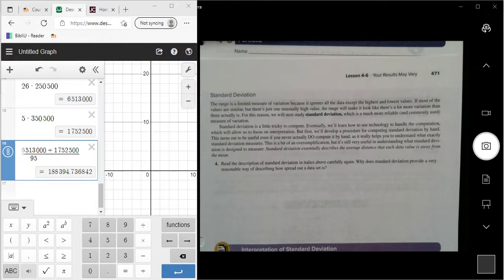Eventually, we'll learn how to use technology to handle the computation, which will allow us to focus on interpretation. But first, we'll develop a procedure for computing standard deviation by hand. This turns out to be useful even if you never actually do compute it by hand, as it really helps you to understand what exactly standard deviation measures. This is a bit of an oversimplification, but it's still very useful in understanding what standard deviation is designed to measure. Standard deviation essentially describes the average distance that each data value is away from the mean.